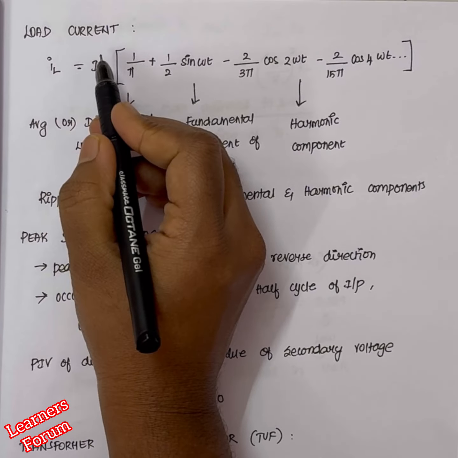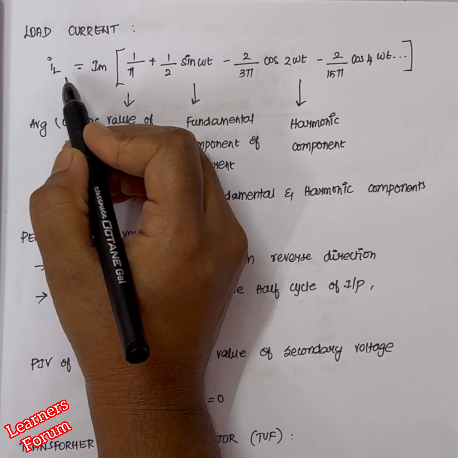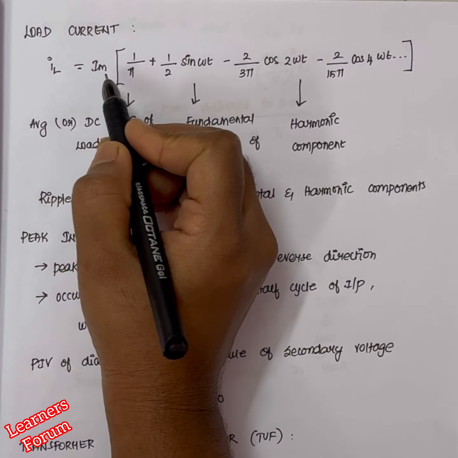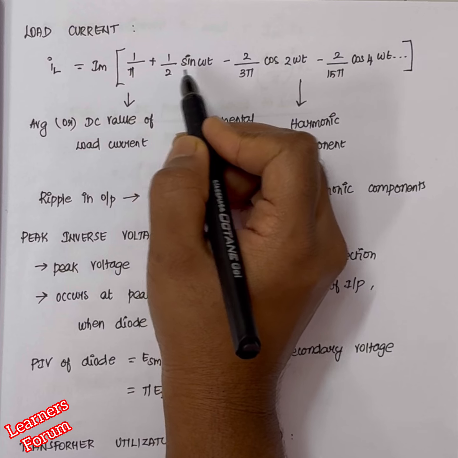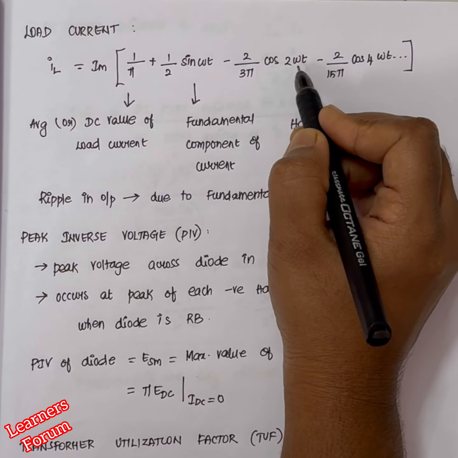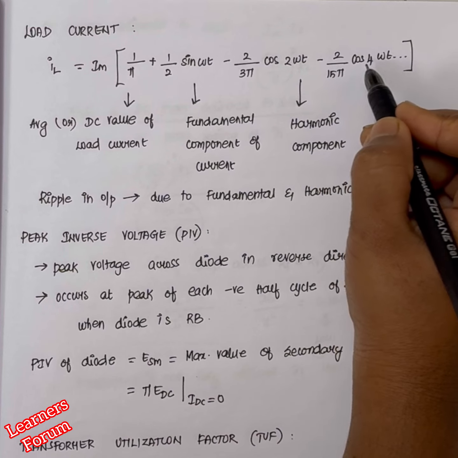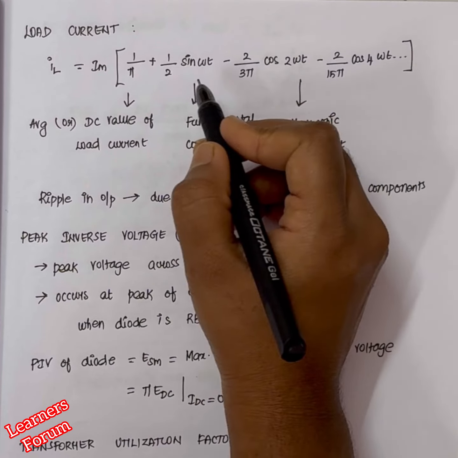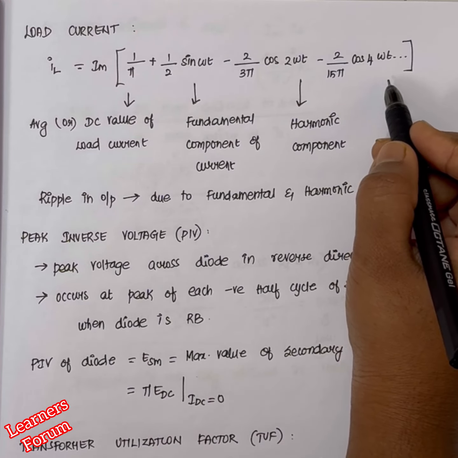Next parameter, load current. IL can be represented in terms of a Fourier series equation as Im into 1 by pi plus 1 by 2 sin omega t minus 2 by 3 pi cos 2 omega t minus 2 by 15 pi cos 4 omega t. After expanding this, we will get the equation in this way.